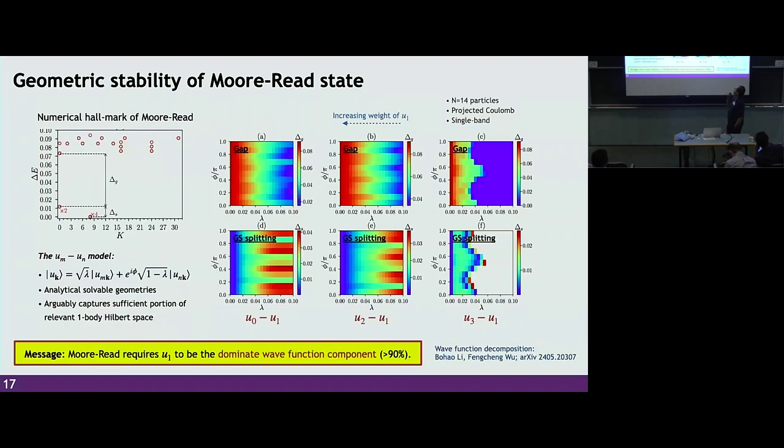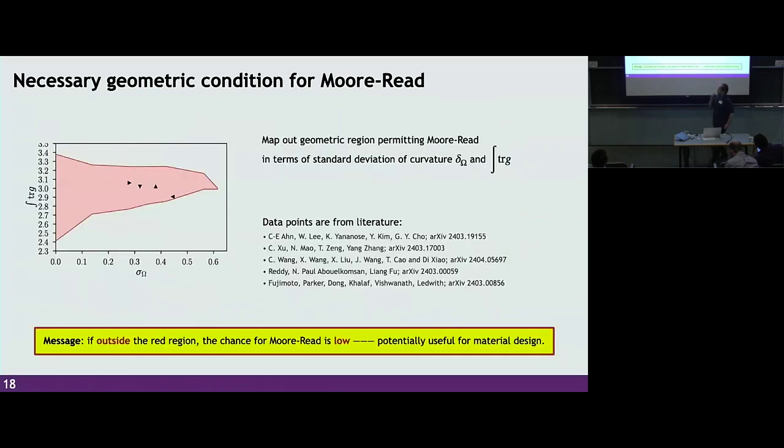Of course, in our calculation, we used single-band projected calculations. So we can map out these geometric properties and obtain these geometric conditions for the Moore-Read state. The red region is the region that allows the Moore-Read state, obtained by using the generalized Landau levels. It's plotted in terms of sigma_Omega, which is the Berry curvature standard deviation, and the integrated trace of the band. We use a single band without any dispersion, so our setup is already designed to maximize the likelihood of the Moore-Read state.